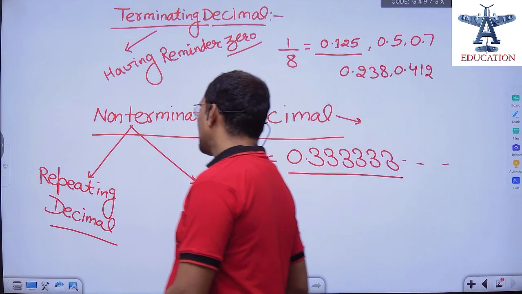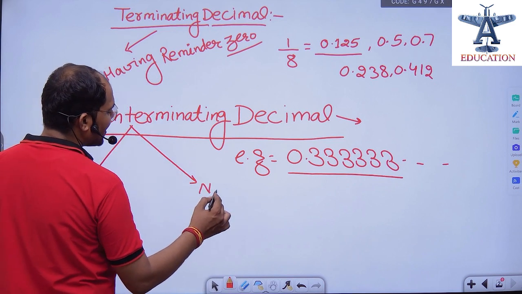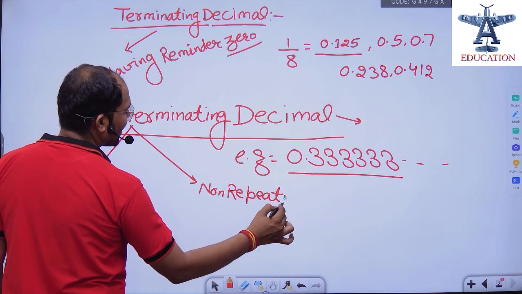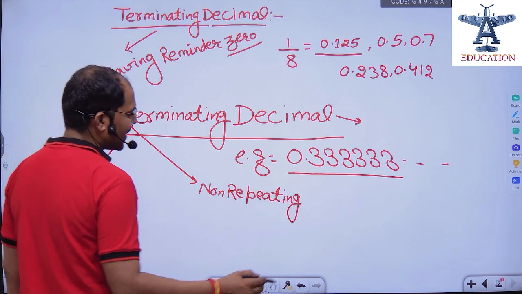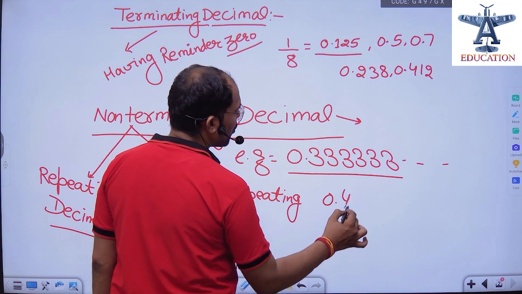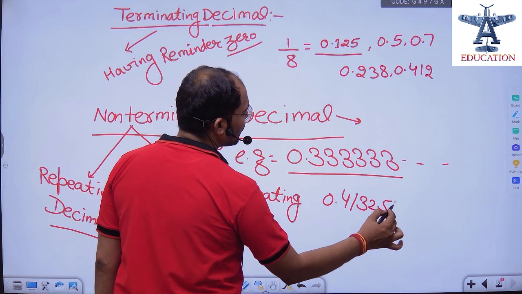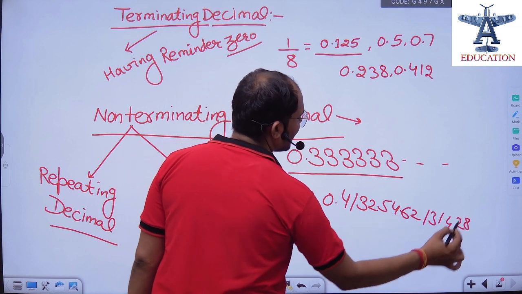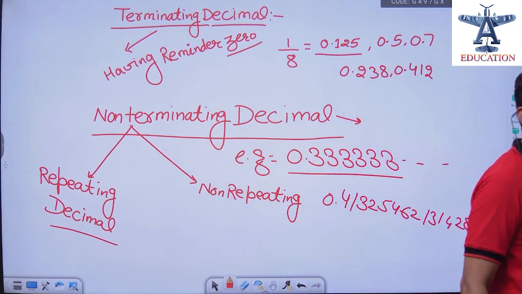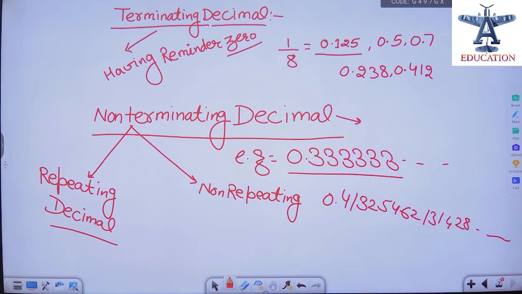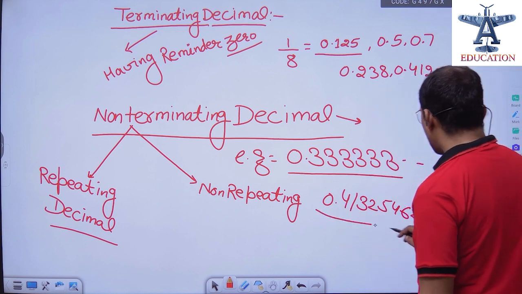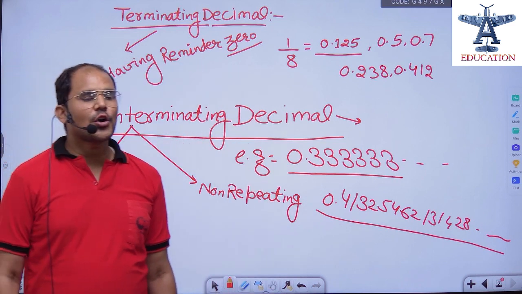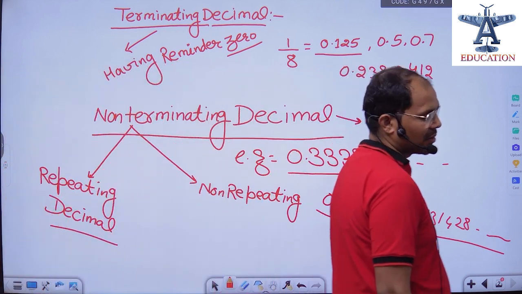If it is non-repeating but not terminating, for example, 0.41325462131428 and so on, in this situation the number is not repeating, and neither is the number completely divided. That's why it is known as non-repeating non-terminating numbers.